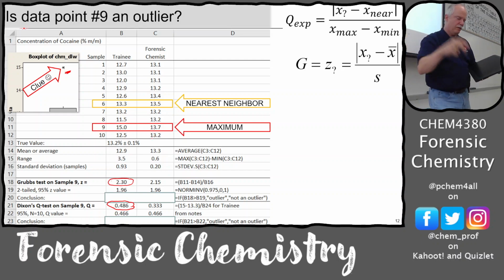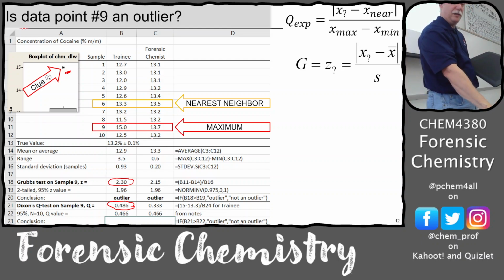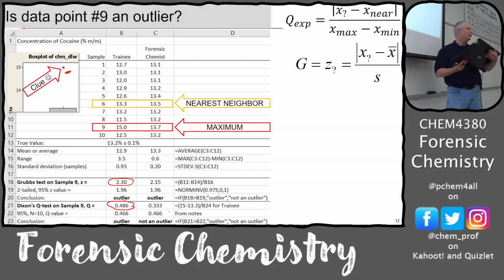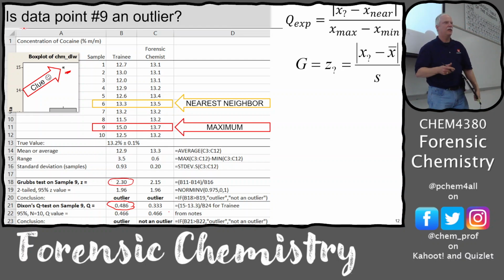So we've got kind of a weird situation. For the forensic chemist, it says an outlier based on the Grubbs test, not an outlier based on the Dixon's Q test. What would you do in that situation? Which is the more conservative decision? So we have two choices. We could throw it out. What would be the ramifications of throwing it out?